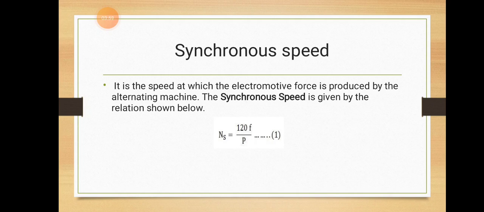So what is synchronous speed? It is the speed at which the electromotive force is produced by an alternating machine, the speed at which the EMF is going to be produced. Synchronous speed is given by the relation Ns equals 120 f by P, where f is the frequency and P is the number of poles.